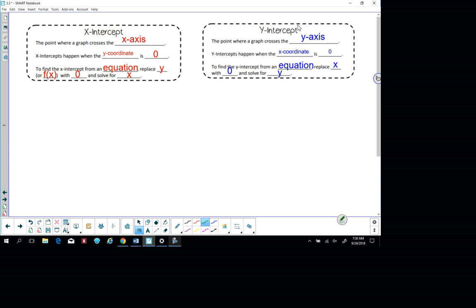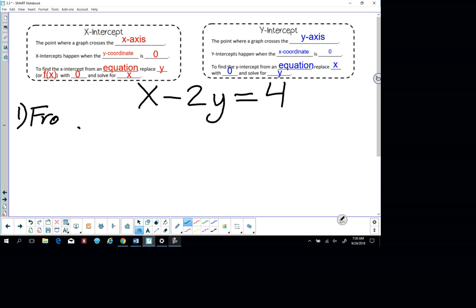Okay, so underneath this in your interactive notebook, we're going to do a couple examples for different ways to find the x and y intercepts. So the equation we're going to be working with is x minus 2y equals 4. And we're going to look at 3 different ways to find it. The first one is from an equation.